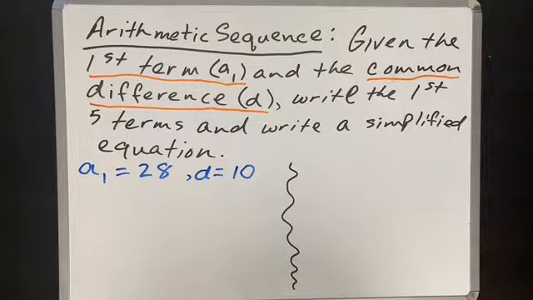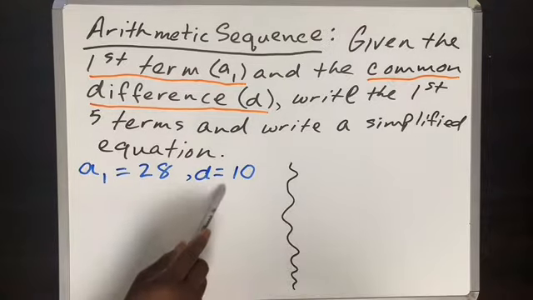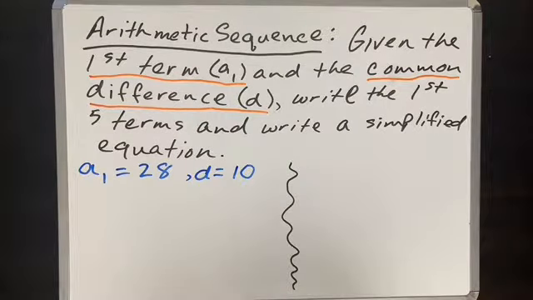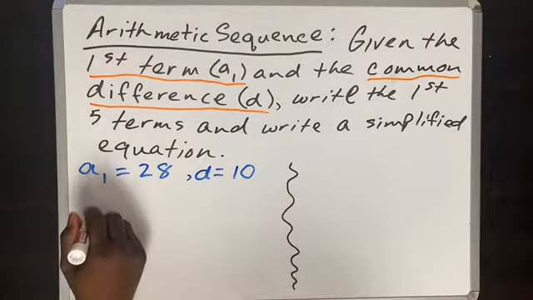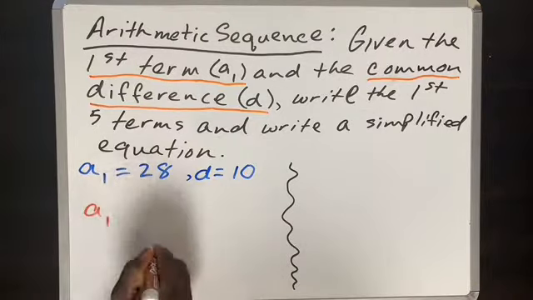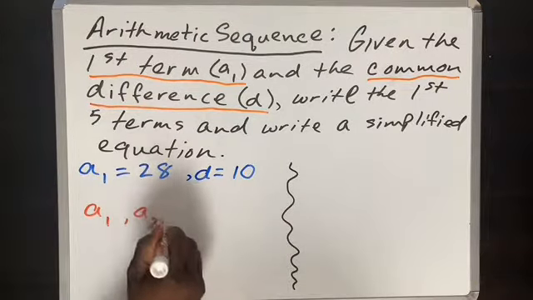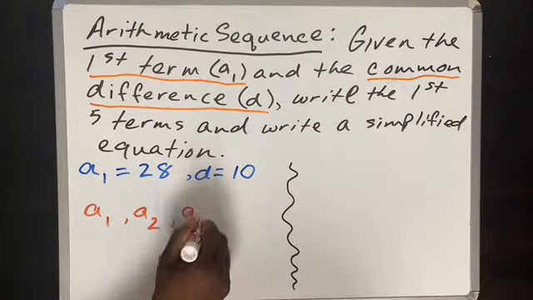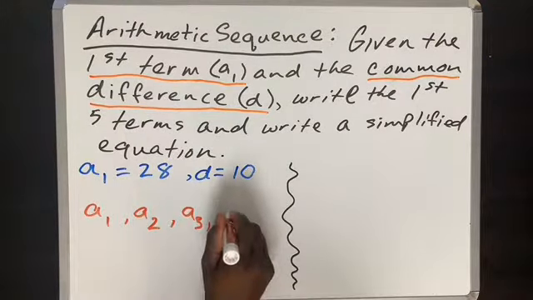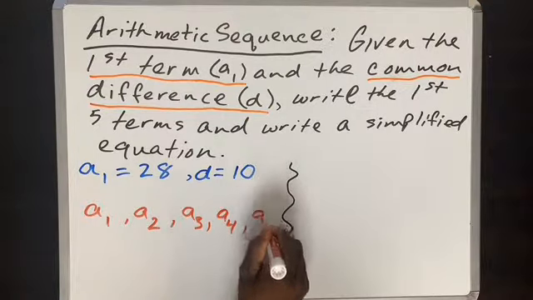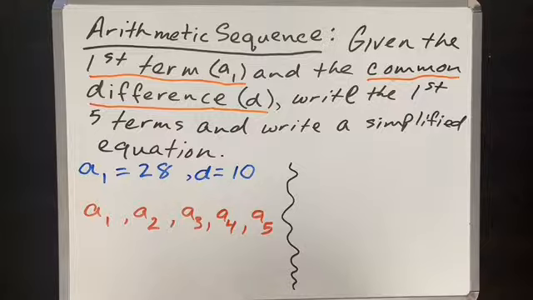Now, what we first want to do is we're going to use the common difference to write the first 5 terms. So, we're going to denote the first 5 terms as a sub 1, a sub 2, a sub 3, a sub 4, and a sub 5. Now that sequence represents the first 5 terms in this arithmetic sequence. Now we're going to use the common difference to get the first 5 terms.